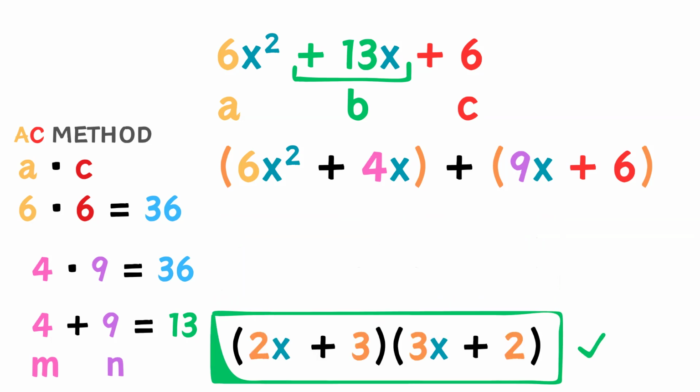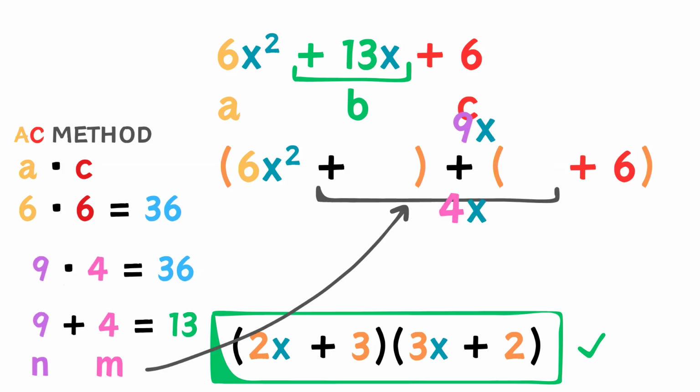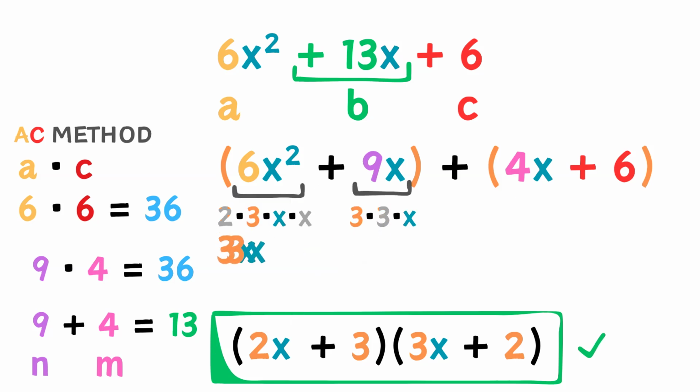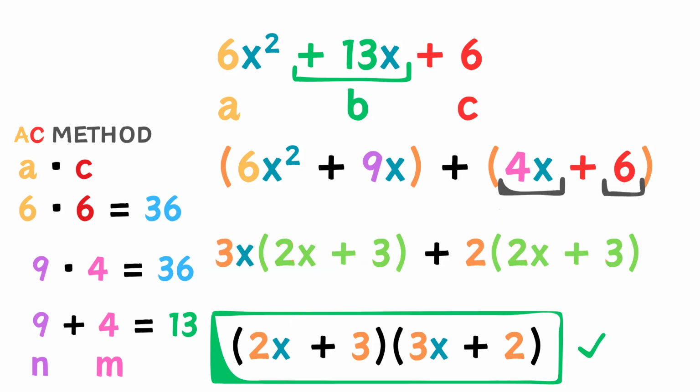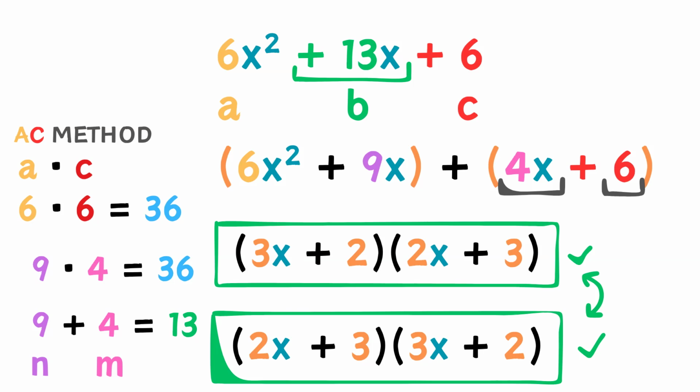Now, as a quick note, notice that the order of m and n does not matter. If we group the 9x with the 6x squared and the 4x with the 6, after factoring, we would get 2x plus 3 in parentheses. This ends up being 3x plus 2 times 2x plus 3, which is the same as our previous answer.